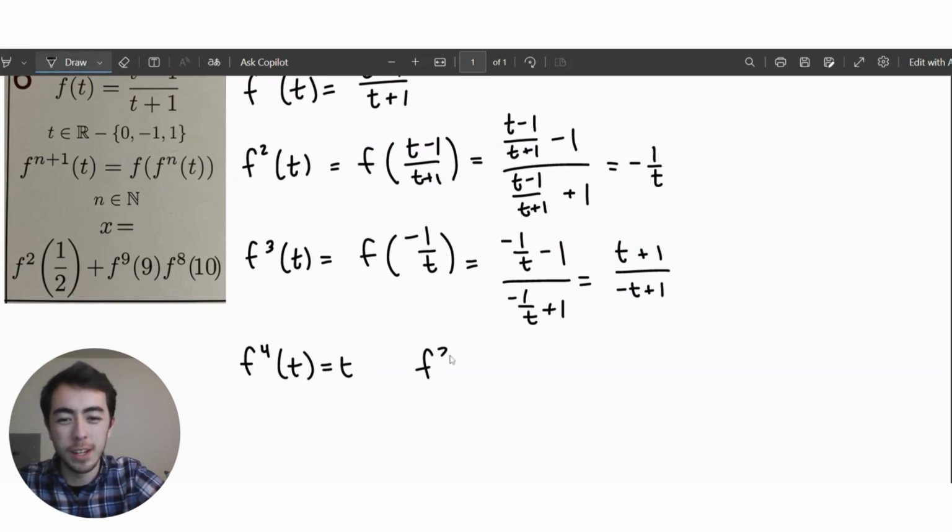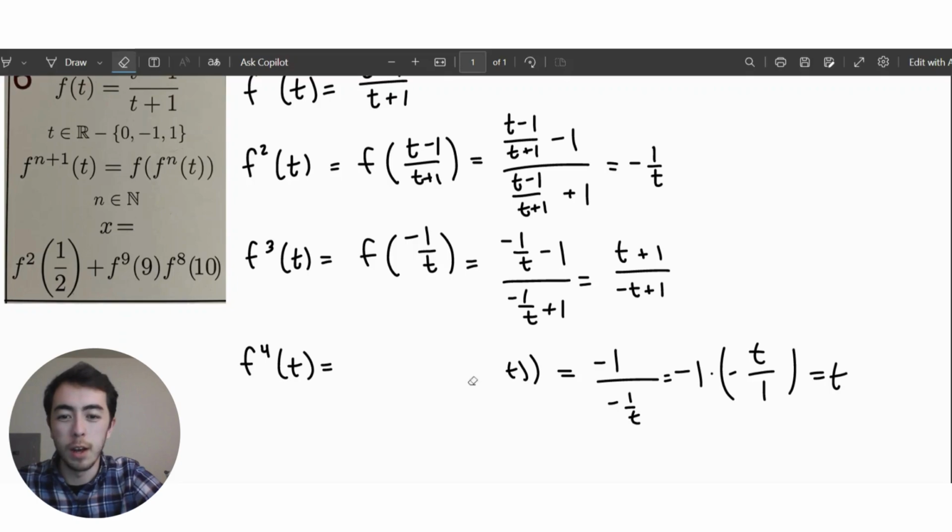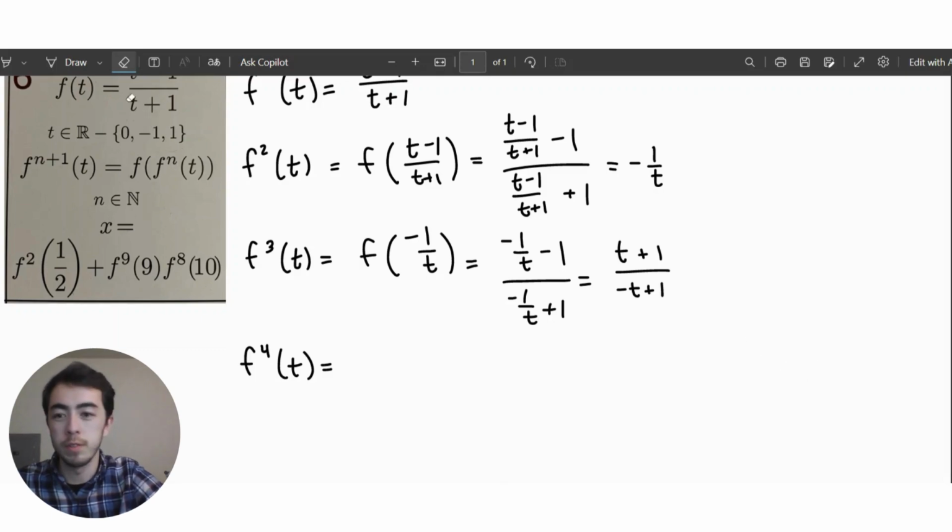My guess here is that I could probably compose f2 of t. That's going to be negative 1 over t. I'm composing this with itself. Then fraction division says I should just flip that. So negative 1 times negative t over 1. And then, yeah, that's just t. So I think this is just t. But I'll do it the right way and do the function composition as it's defined recursively. Because this definition here doesn't say that I can skip back 2 spots. It just says I can skip back 1.